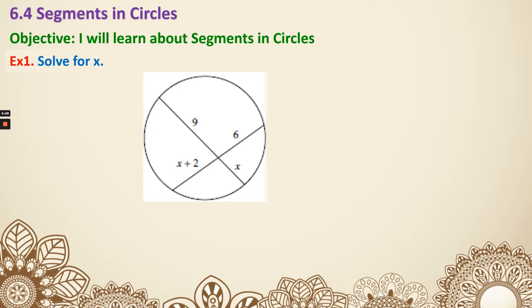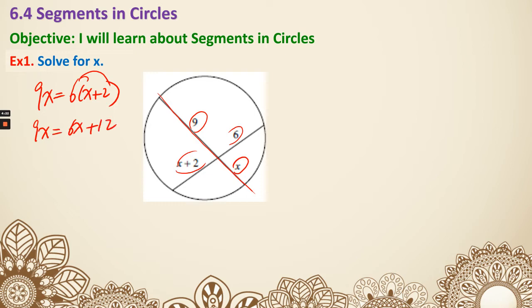Question 1. Solve for x. Two segments multiply together. So for this one it is the 9 and the x, so 9x equals, for the other one, the 6 and the x plus 2, equals 6 times x plus 2. Now we need to distribute. 9x equals 6x plus 12. Subtract 6x on both sides. 3x equals 12. So x equals 4.